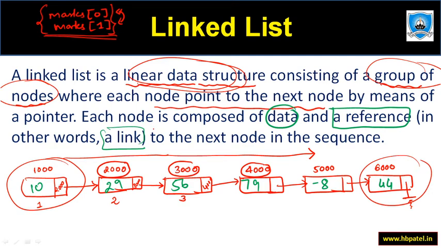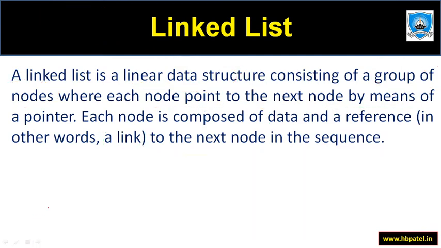It could be 600, it could be 6000, and every node comprises the address of the next node, and two different members are there with every node. One is the data member and the other is the address member. So if I quickly read this definition again, a linked list is a linear data structure consisting of a group of nodes where each node is pointing to the next node by means of a pointer, and each node is composed of two parts, the data part and the pointer that we were talking about.